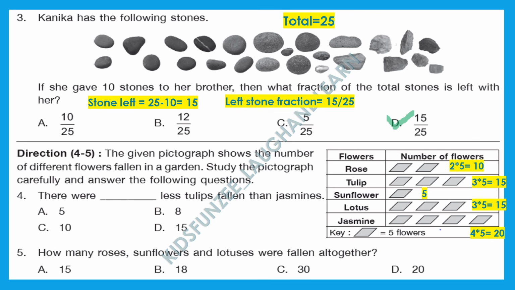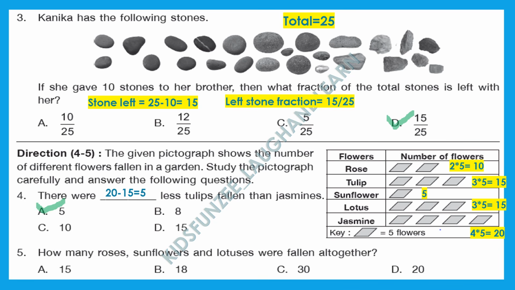Now let's see the question. There were dash less tulips fallen than jasmines. Okay, so we have to do the subtraction because whenever we have to find the difference of something, we do the subtraction. Okay, so jasmine is 20 and then tulips are 15. 20 minus 15 is equal to 5. So the answer is option A.